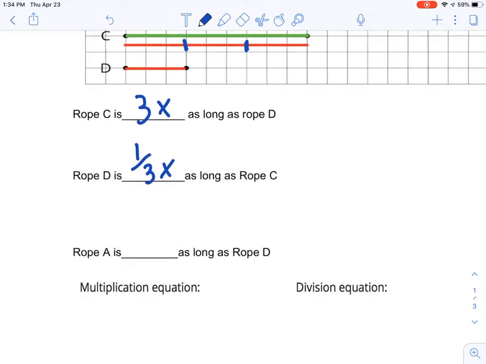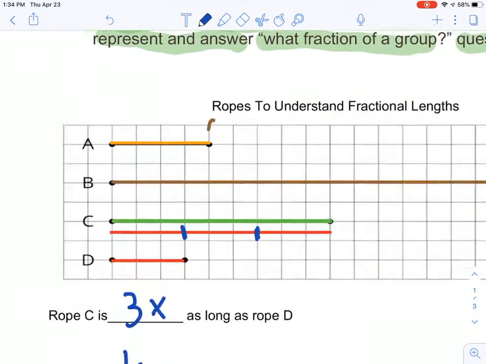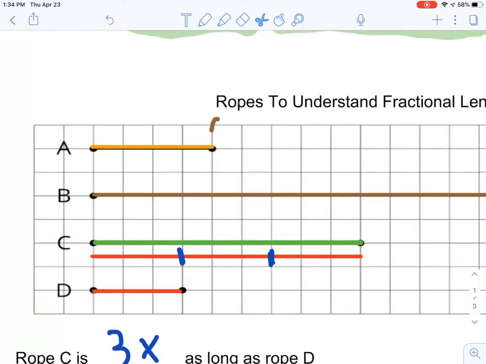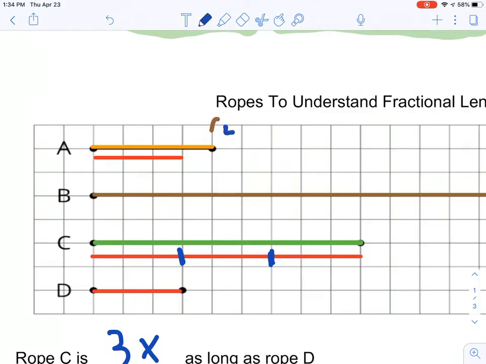Okay? Now we're going to be doing something a little bit more challenging. This time we have rope A, and we need to compare rope A and see how much longer it is than rope D. Okay? So let's go ahead over here to rope A, and we're going to make another paste, and here's rope D again. Okay, so what we can see is that rope A is longer than rope D.